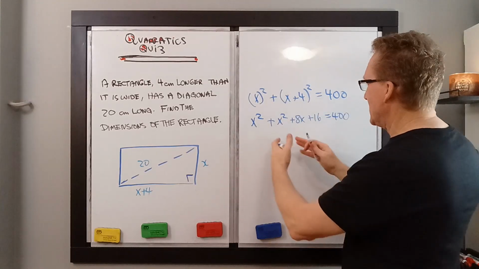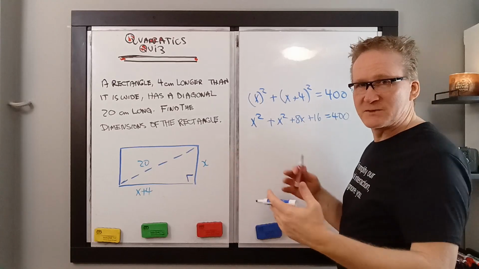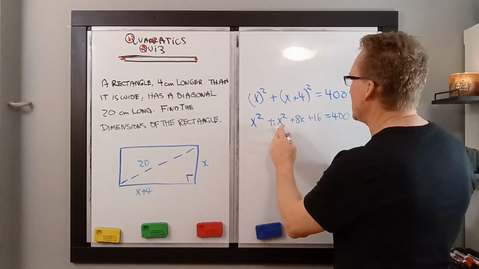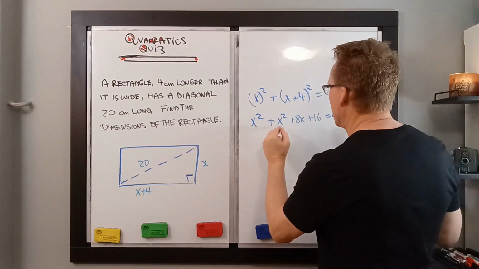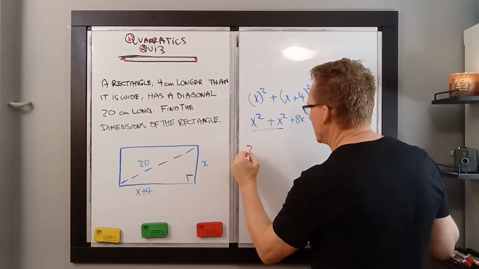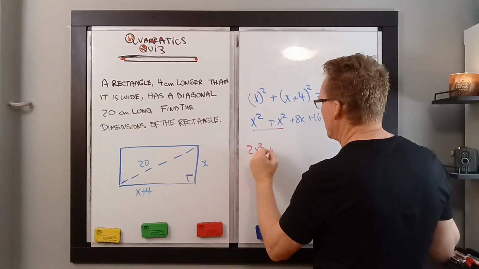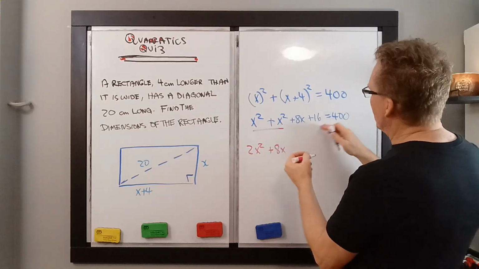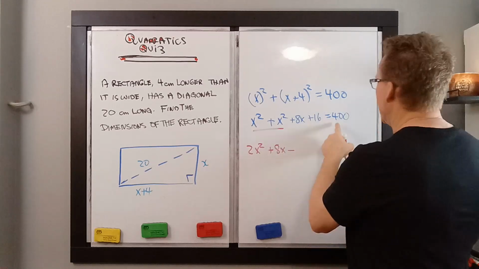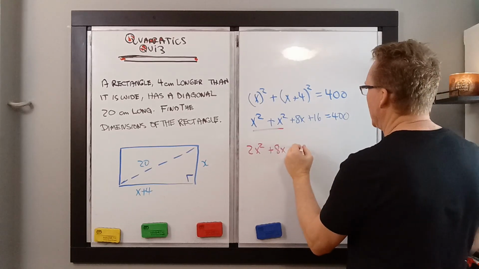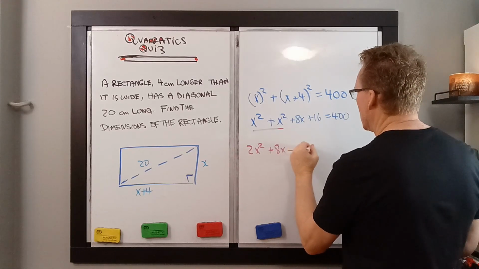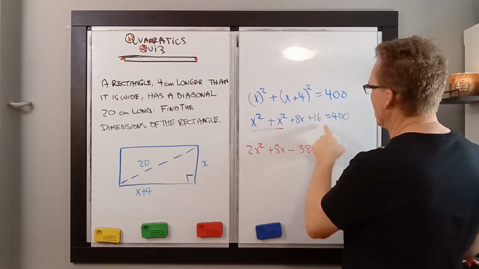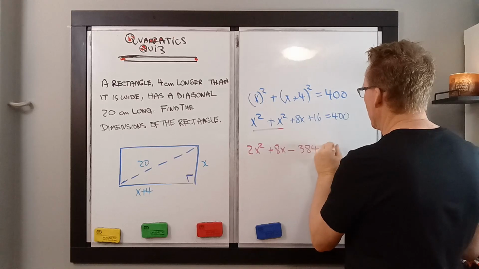Well, we'd like to get this into a nice looking quadratic, so maybe we can solve it using the quadratic formula or factoring. We'll want to take the 400 to this side and combine these terms over here. So we're going to take these two terms here and combine them. We're going to have 2x squared plus 8x. Now we take 400, move it over to this side, so you'll have a minus 400, and then you'll add 16 to that, so it's going to be minus 384, and that's all going to be equal to 0.